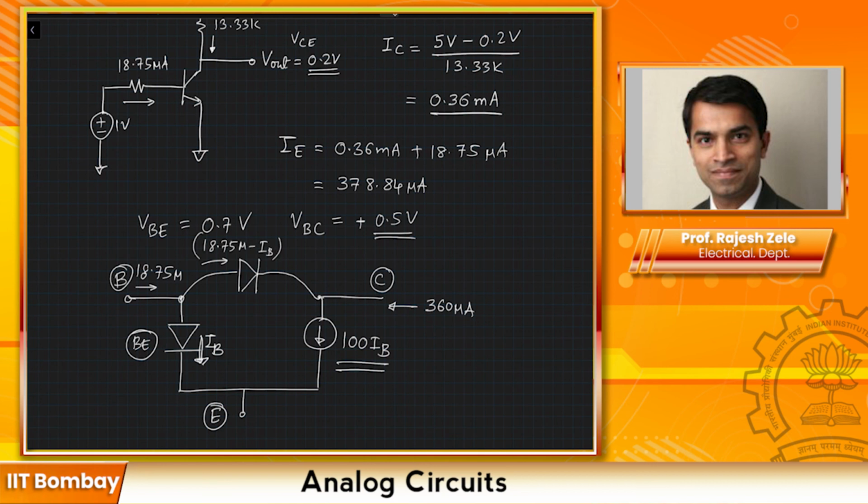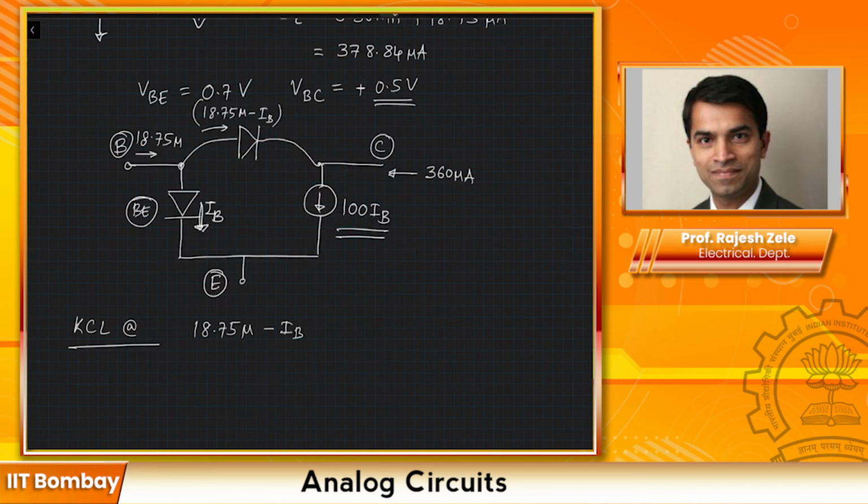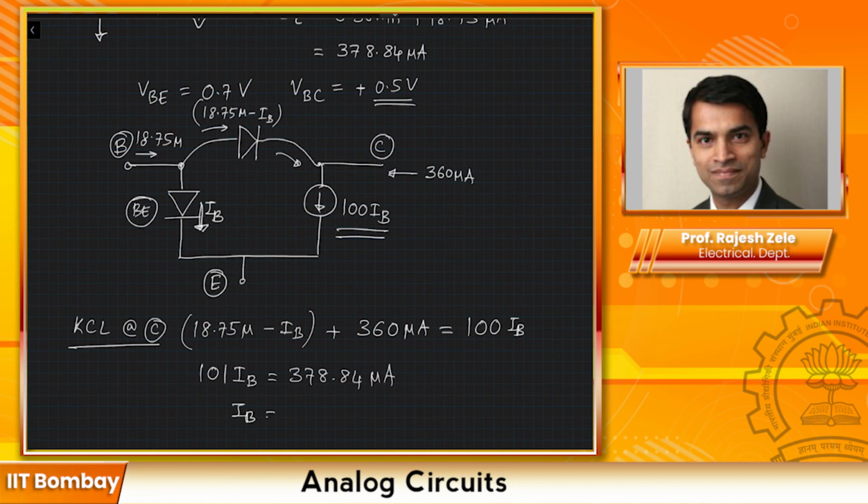So let's solve these two equations. The collector current of 360 microamps plus IB is equal to 100 times IB. So we can say 101 times IB is equal to 378.84 microamps, and IB is equal to 3.75 microamps. So our final DC operating circuit for the transistor in saturation will look like this now.